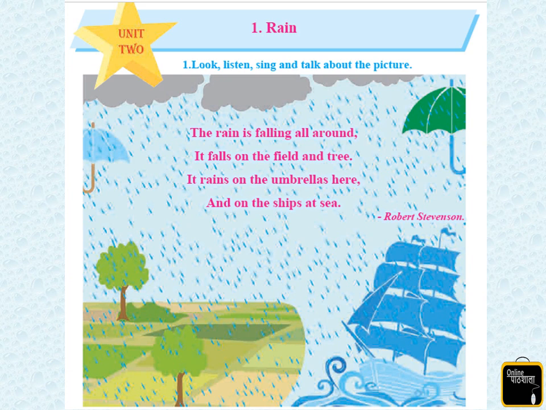Hey, the rain is falling all around. It falls on the field and tree. It rains on the umbrellas here and on the ships at sea.